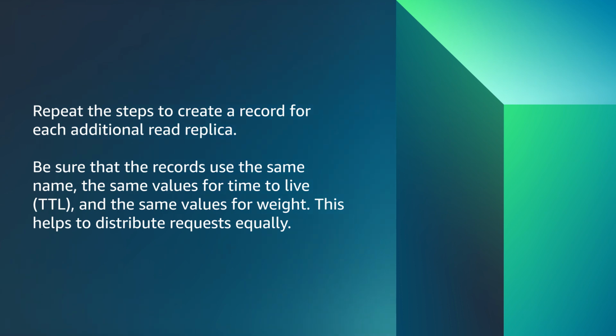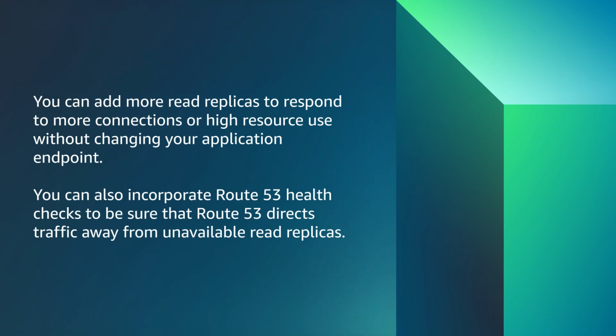Be sure that the records use the same name, the same value for time to live, TTL, and the same values for weight. This helps to distribute requests equally. You can add more read replicas to respond to more connections or high resource use without changing your application endpoint. You can also incorporate Route 53 health checks to be sure that Route 53 directs traffic away from unavailable read replicas.